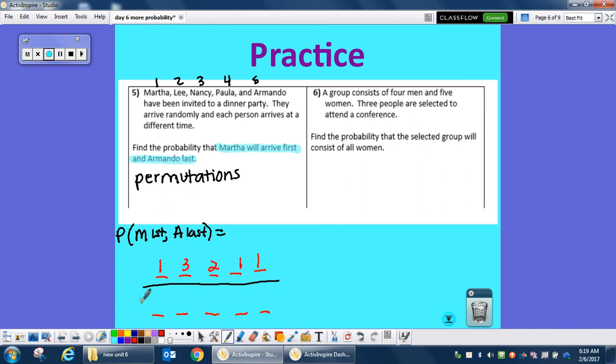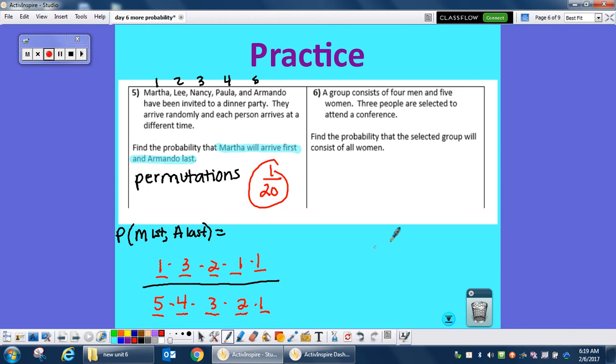On the bottom, this is where nothing matters. So you would have 5 people to choose from for first, 4, 3, 2, 1. And then you multiply these numbers. I do the top separately, and hopefully you get 1 over 20. Okay?